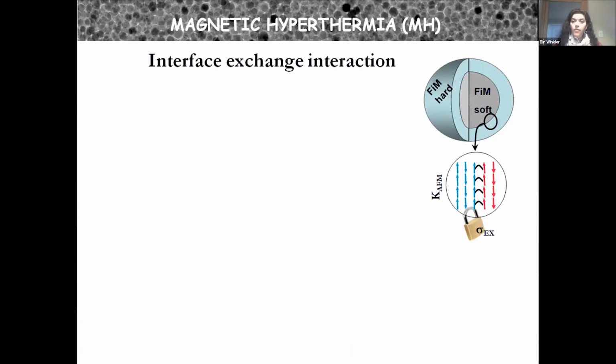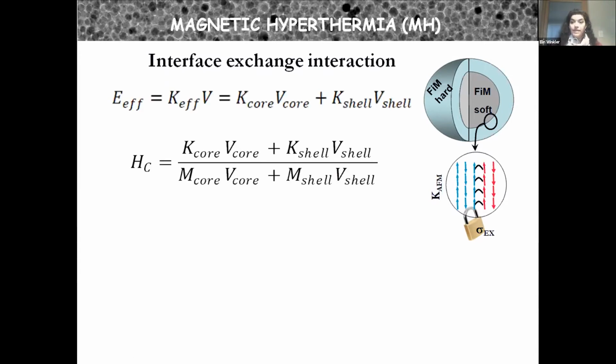For example, if we combine in a single nanoparticle two different phases, a soft ferromagnetic material and a hard ferromagnetic material, at the interface there is an exchange interaction, and in that way both phases are coupled, and we will invert both phases together when we apply the magnetic field. In that situation, which is a rigidly coupled situation, the anisotropy energy will be an average of the magnetic parameters of both components, and also the coercivity field.